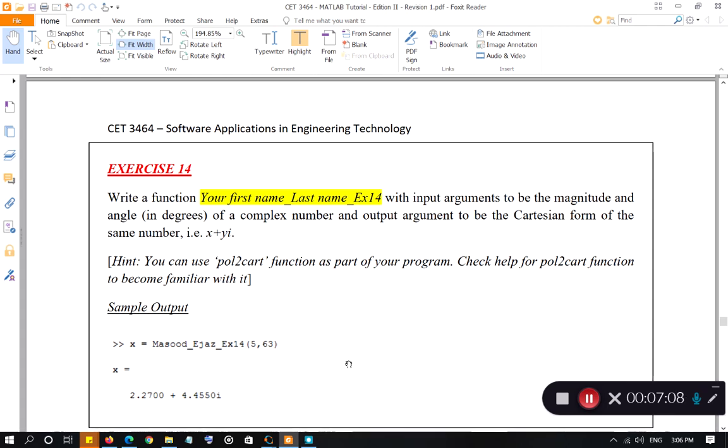There is also a function in MATLAB which is called complex. Check help of complex, and you can also use that to create a complex number from two different numbers, x and y. So any which way you want to do it.